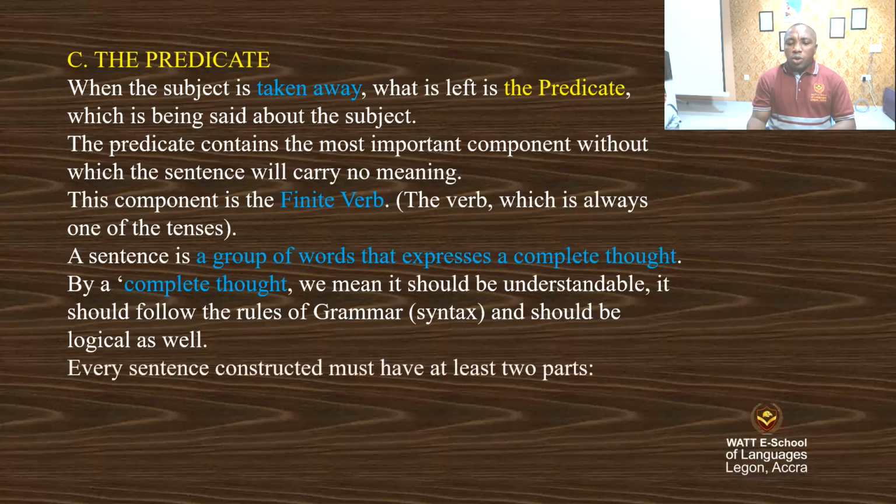Every sentence constructed must have at least two parts. What are the two parts? We have the subject part and the predicate part. For example, I am eating rice. The subject part here is I, and eating rice is the predicate. So you cannot say I and stop there, no. But you can say I eat, or I sleep. We have subject and verb.